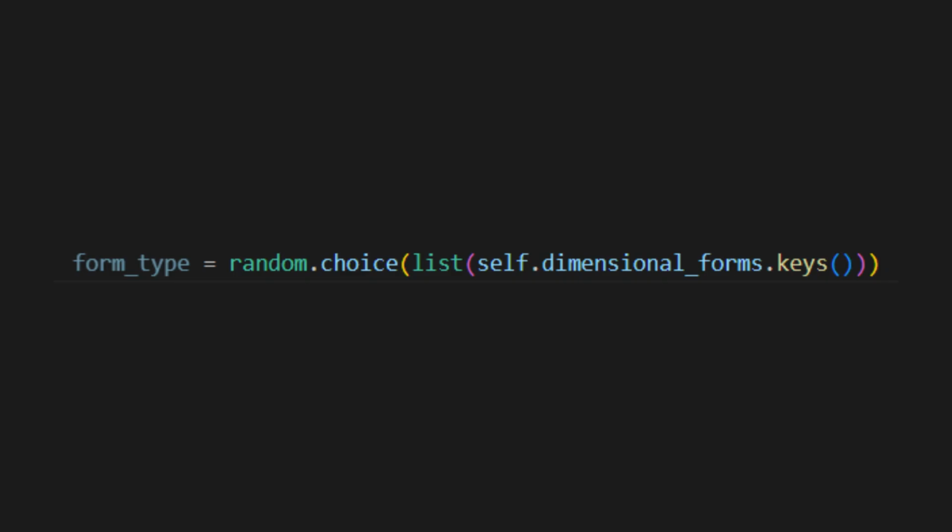So let's break it down from the inside out. self.dimensional_forms.keys gets all the keys from our dictionary. We'll go into that one a little bit more later. Then you've got the list conversion, which we'll go into in another lesson. And then you have random.choice, which randomly selects one of those 4D geometric forms.